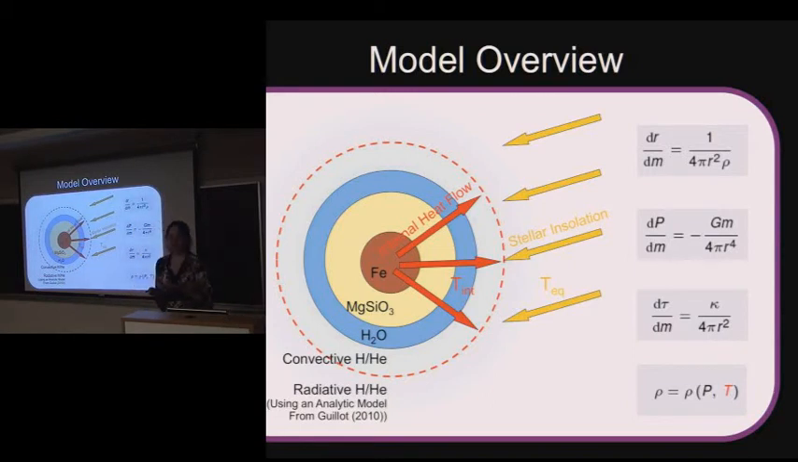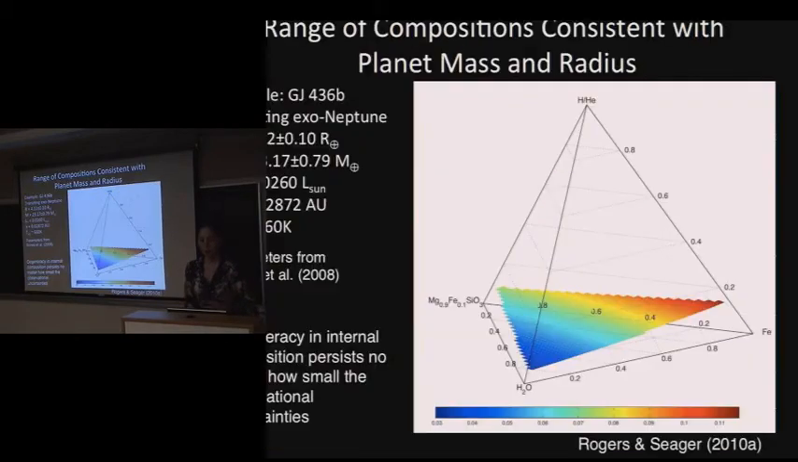But as you can imagine, here I have 4 chemical layers within the planet, and really only 2 observational constraints, the measured mass and the measured radius. And so this problem is under-constrained, and there's a degenerate space of potential compositions that can fit the measured mass and radius. And this is what I'm illustrating here.